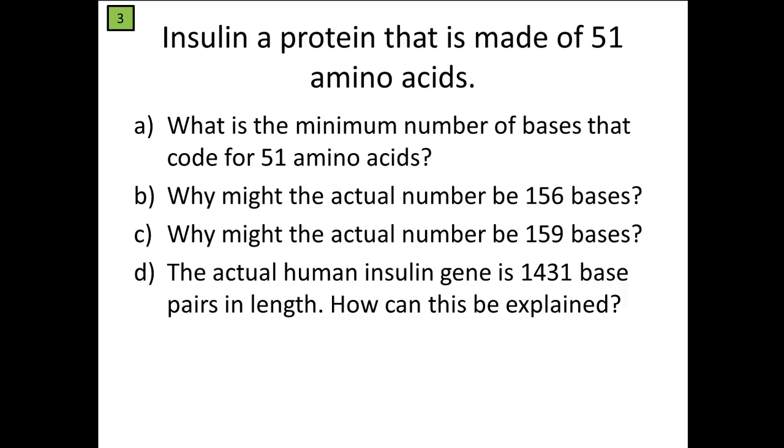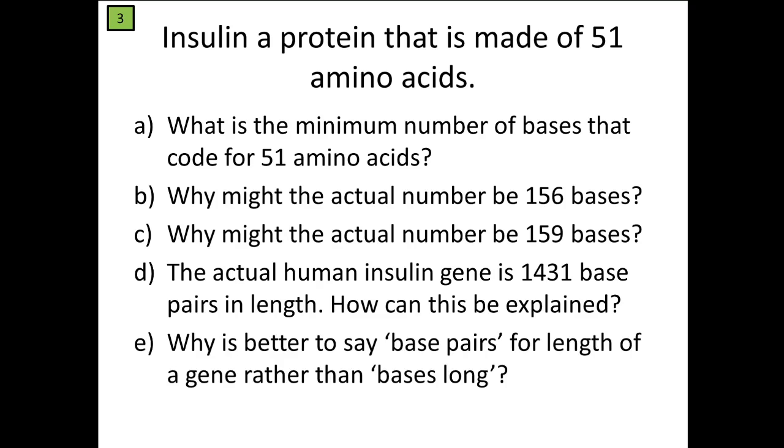The actual human insulin gene is 1,431 base pairs in length. How can this be explained? So the gene's a lot longer than 159, isn't it? So how can that be explained? Remember introns and exons. The introns have been spliced, removed, and the exons have been spliced together to form mRNA. So I'm going to talk about pre-mRNA, in that the pre-mRNA would have been that long, but then the introns were removed and the exons joined.